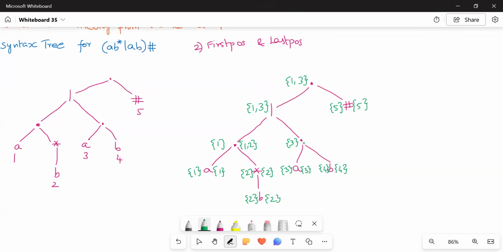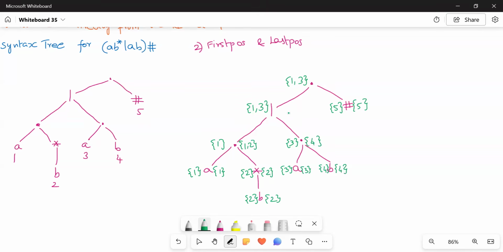Then this cat node, to find last position of this cat node, we need to check whether nullable of C2 is true or not. We know that nullable of this node is false. Since it is false, last position of this node is last position of C2. So we have to just copy 4 alone.